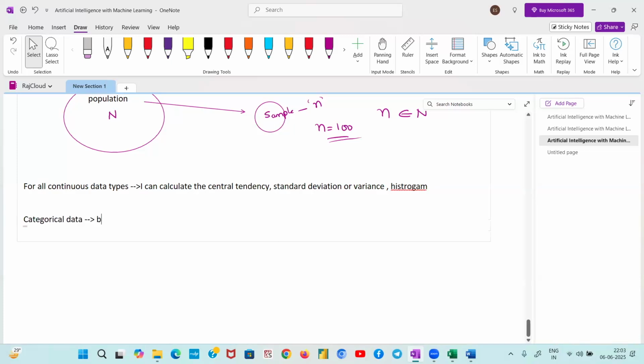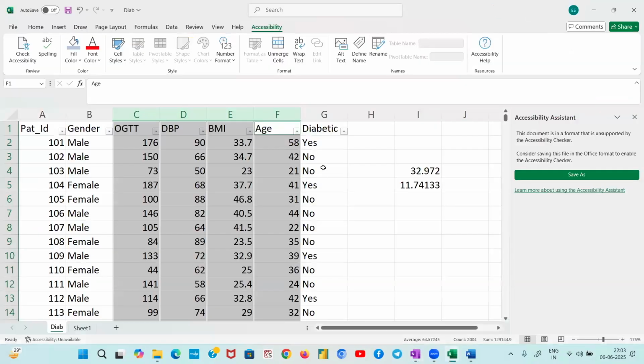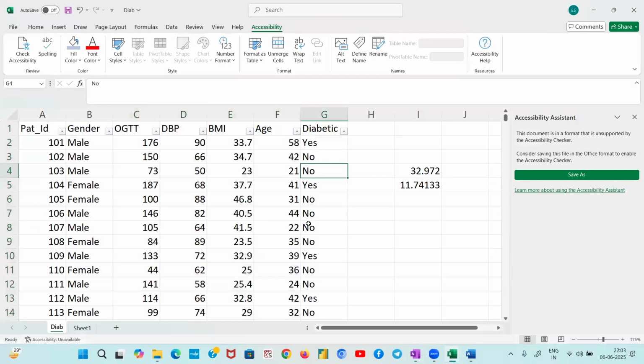So what can I do for categorical data? I can construct something called a bar graph. Bar graph is one of the graphs; a few more are there, but bar graph is very important. For example, my client is now asking: our patients are diabetic and non-diabetic, but I want to know, do diabetic people come more to our hospital, or non-diabetic people? This is my first question.